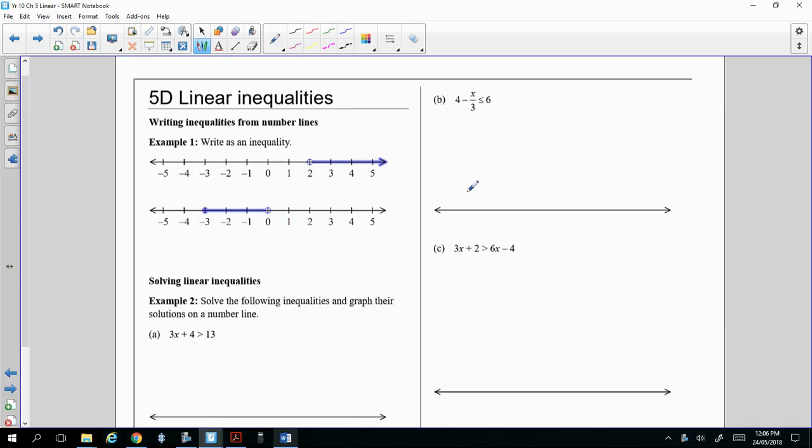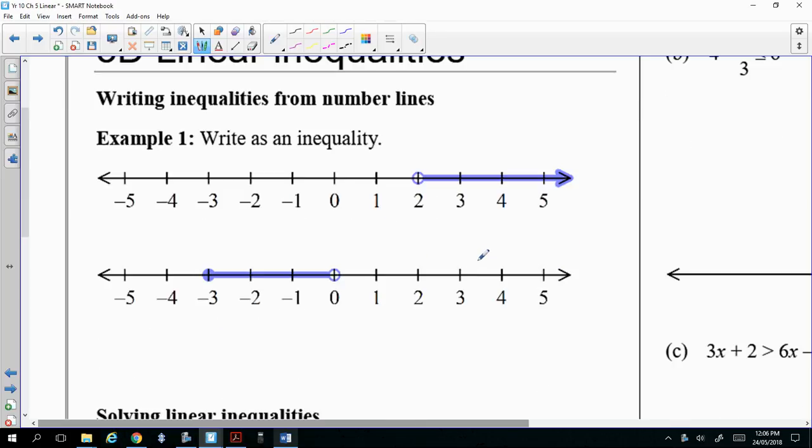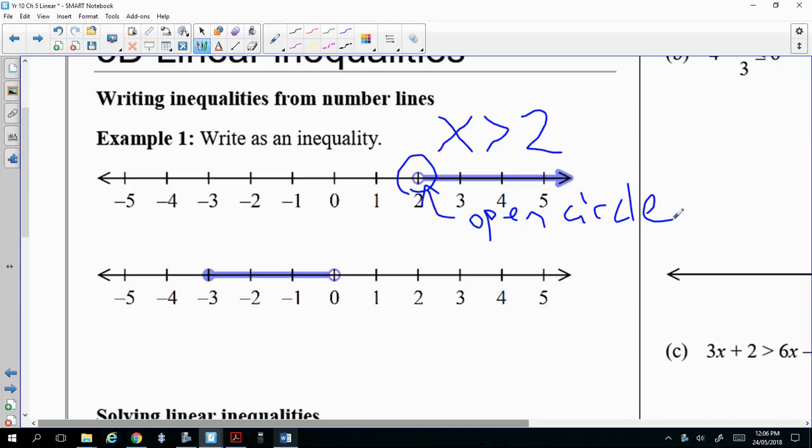Let's go through linear inequalities. What are linear inequalities? We can draw them on a graph. We'll start with the first one as an inequality. You're going to write a description of this. This is more than 2, so you say x greater than 2. Notice that there's an open circle. When it's an open circle, you put greater than without the equal to.